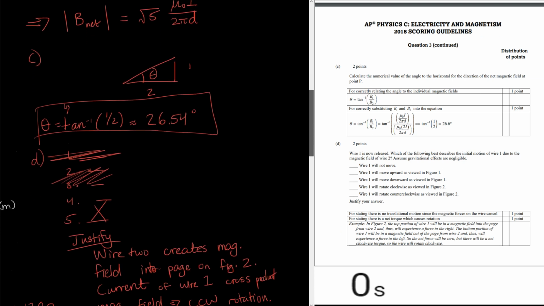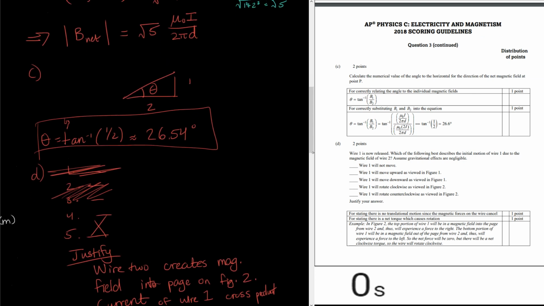For correctly relating the angle of the individual magnetic fields, what I should have done is explicitly written out theta. I should have explicitly written out that theta is the inverse tangent of B1 over B2, instead of just writing it out with this triangle. This triangle is good. I could have just written it as B2 here on the bottom, B1 here, and theta.